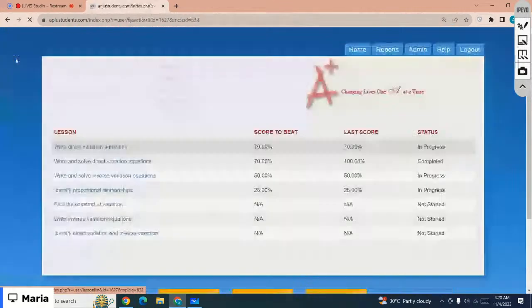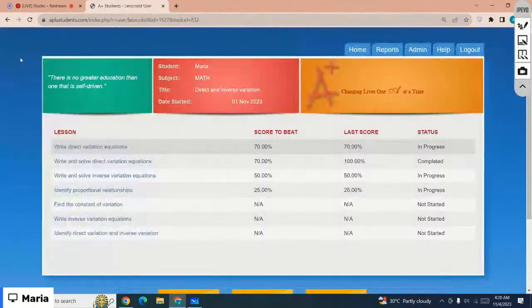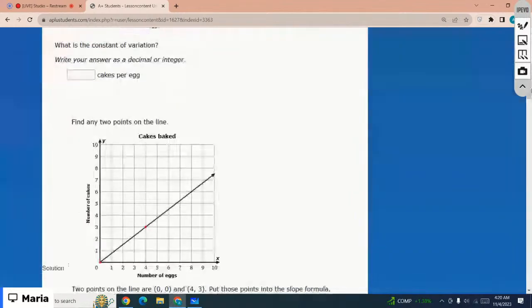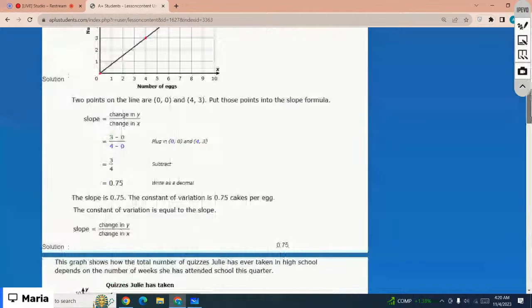And the next lesson is find the constant of variation. Okay, this graph shows how the number of cakes Colleen can bake is related to the number of eggs she has. What is the constant of variation? You are given the graph, you have to calculate the constant of variation. How do you calculate the constant of variation? Just look at the graph. You need to calculate the slope, change in y divided by change in x, right?